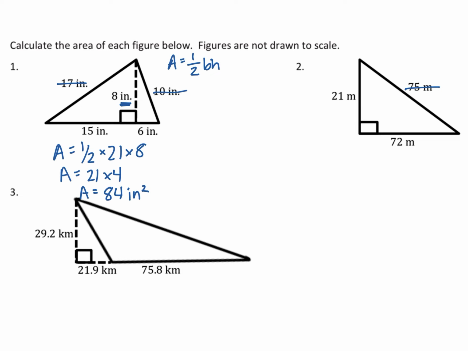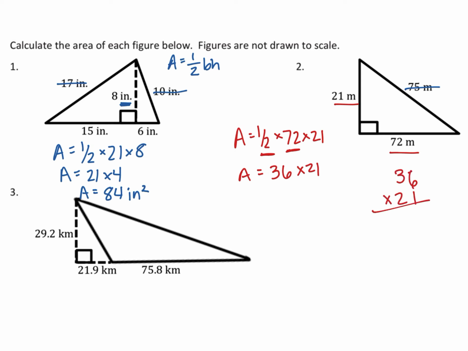Over here on number 2, the base is 72, and the height is 21. 1/2 of 72 is 36. So to find out what that area is, we would do 1 times 6 and 1 times 3. Then we would use our place value spacer. 2 times 6 is 12. Carry our 1. 2 times 3 is 6, plus 1 more makes 7. So the area of number 2 is 756 meters squared.